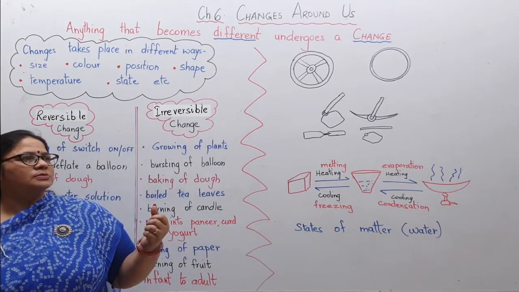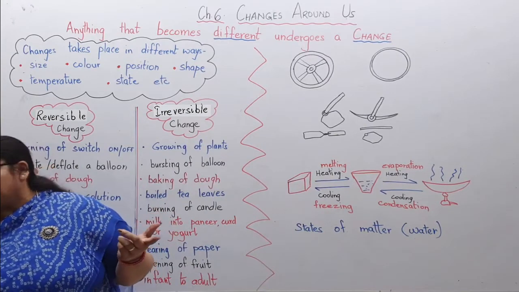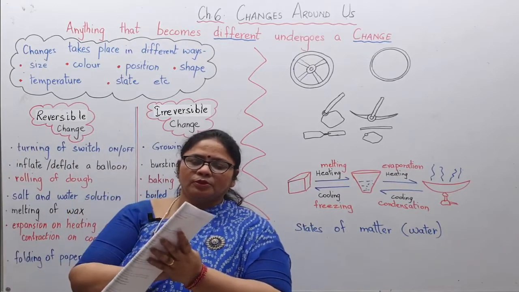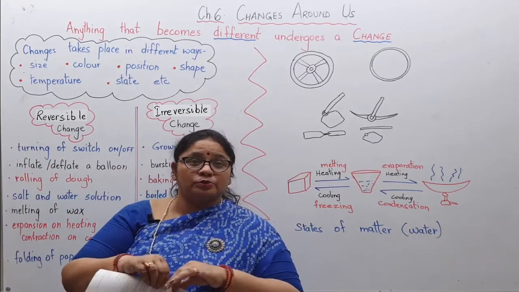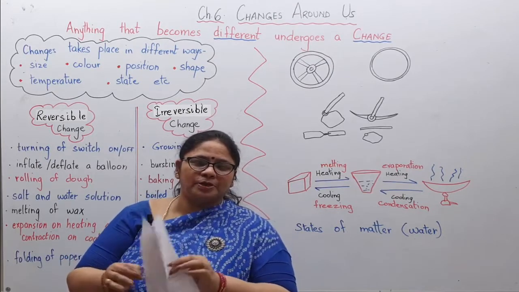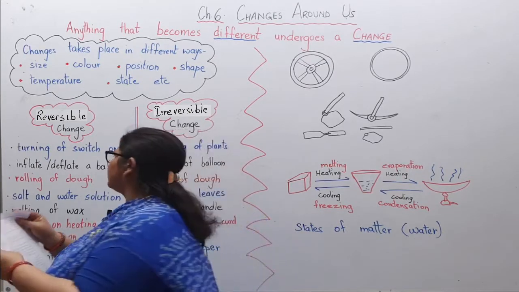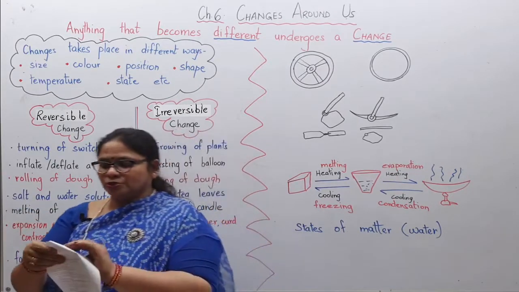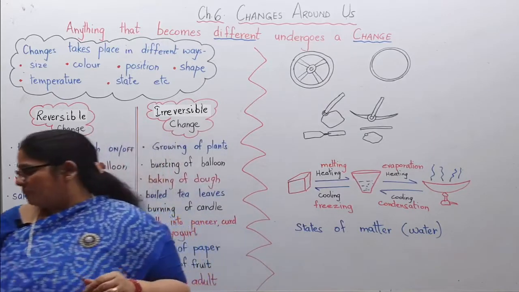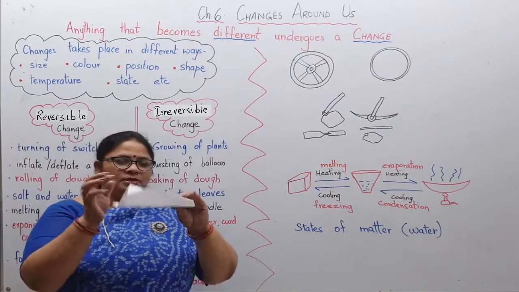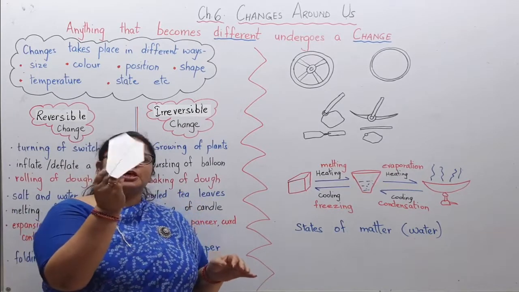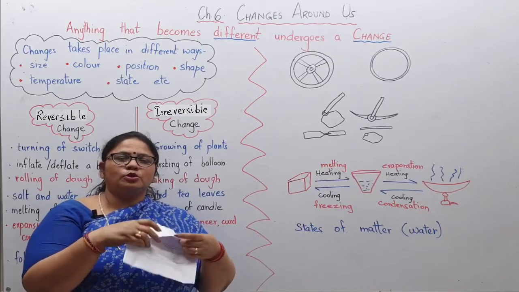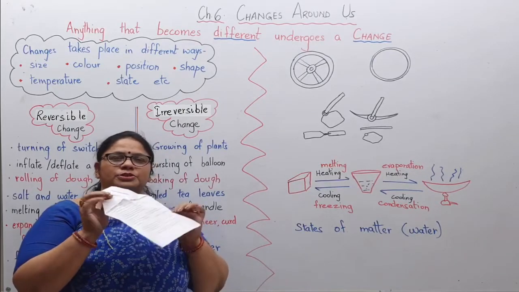And suppose you take a paper and you fold it. You might have made an aeroplane out of it, isn't it? This was a plain sheet of paper, simple, and you started folding it in the shape of an aeroplane. I hope all of you know how to make an aeroplane. So you change the shape of the paper by making an aeroplane like this, isn't it? So in this, the shape of the paper has changed. And once you open this aeroplane, it will again come back to its original shape.